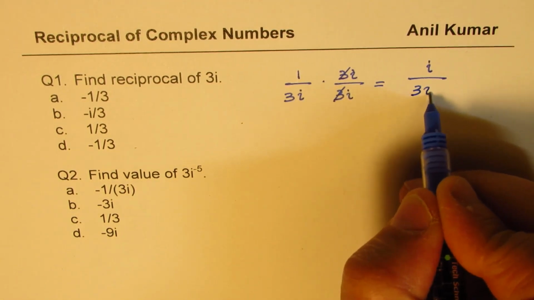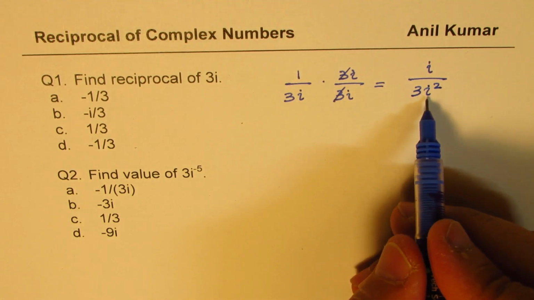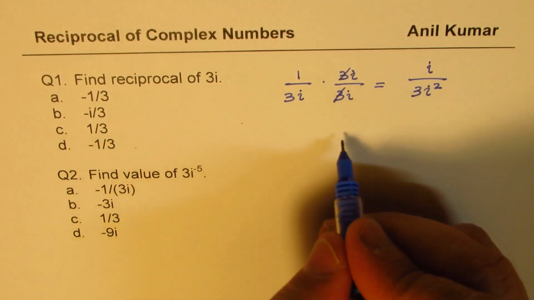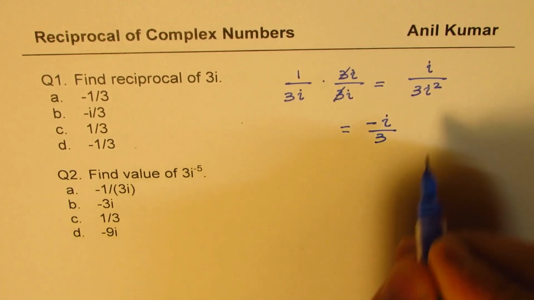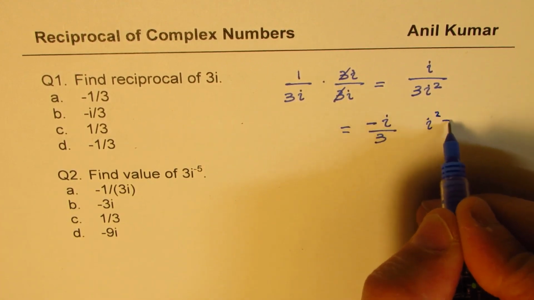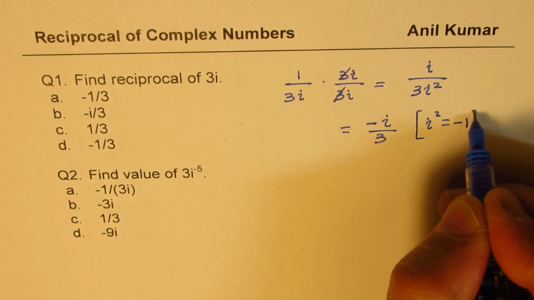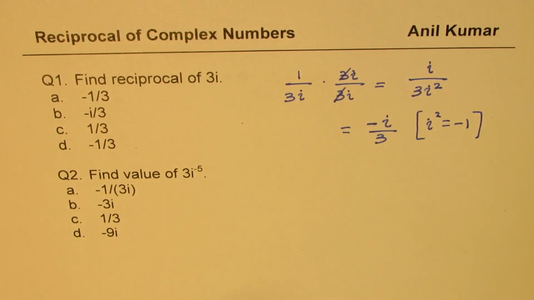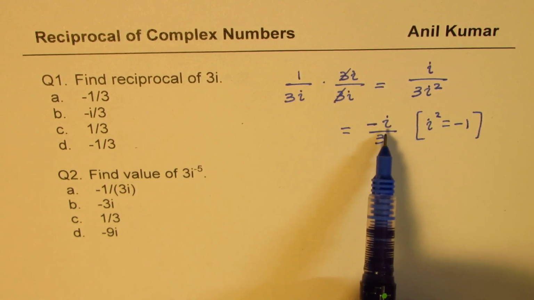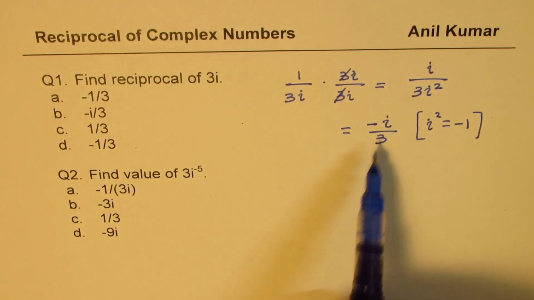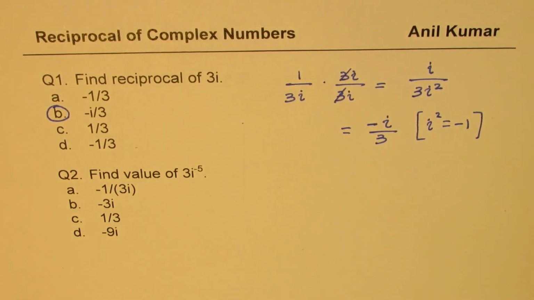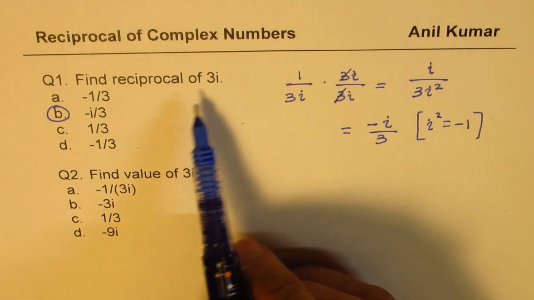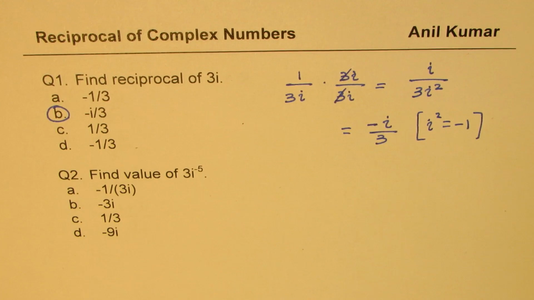So what you see here is i over 3i square. Now what is i square? i square is -1. So we get this as negative i over 3, since i square is equal to -1, correct? So that is the answer. So we get minus i over 3, which is option B for us. Is that clear? So reciprocal of a pure imaginary number will be an imaginary number, right, as shown here.